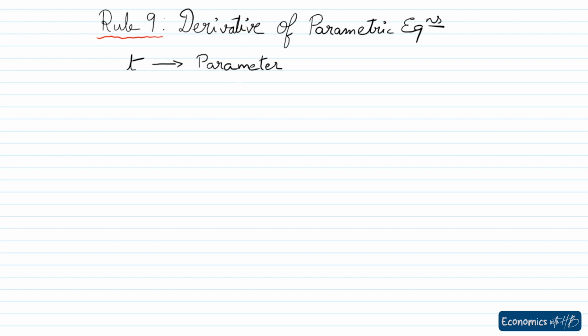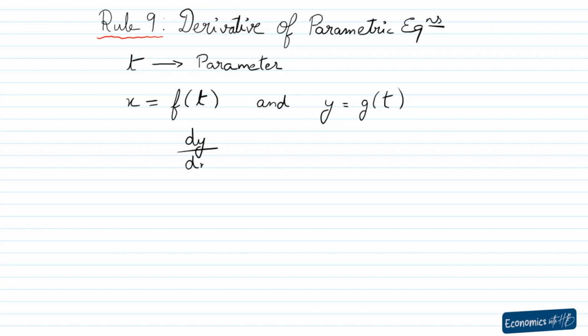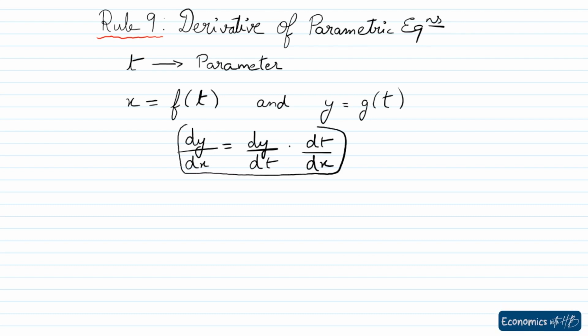As I said, we use the chain rule to directly find the derivative of function y with respect to x. See how. Suppose we are given functions of x and y as x is equal to function of t and y is equal to function of t as well. That is, both x and y are functions of the parameter t. Then dy by dx is equal to dy by dt into dt by dx. This is the chain rule that we studied in the previous rule.